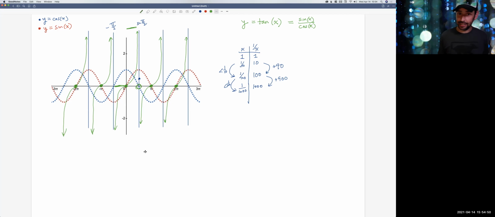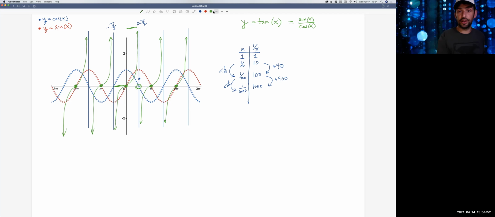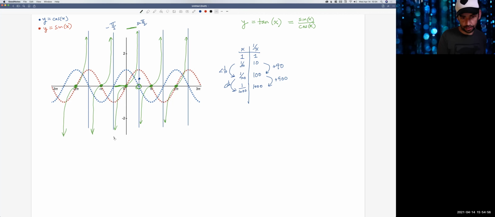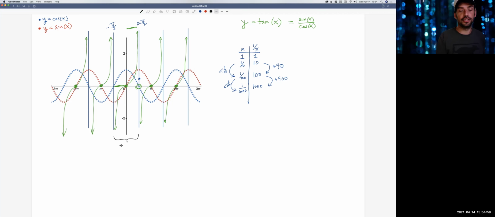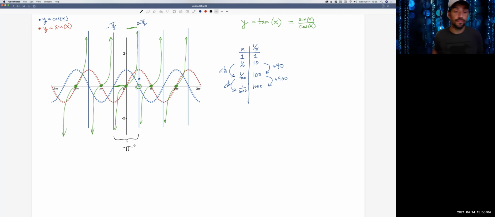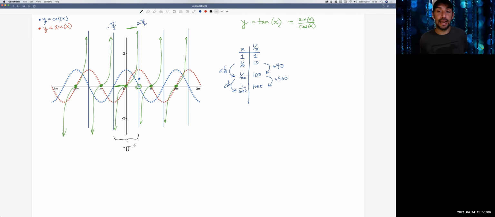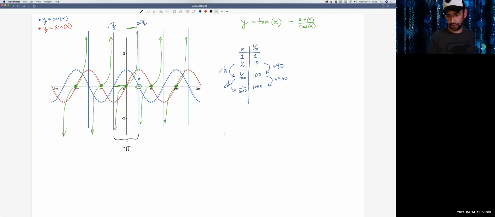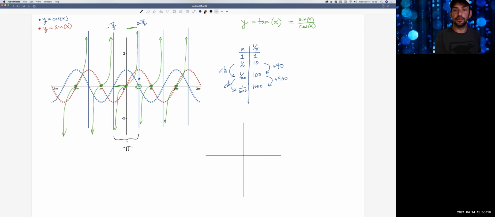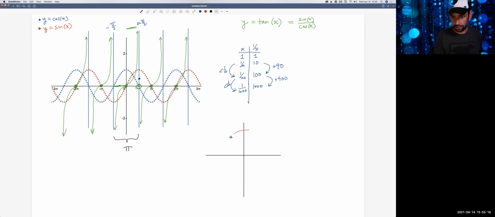It's periodic, just like sine and cosine were, but now the period's a little smaller. Remember, the period of sine and cosine is 2 pi. The period here is just pi. Okay, and it has to do with, well, let's look at a unit circle. Here's one way to interpret why that's happening. So here is our unit circle.